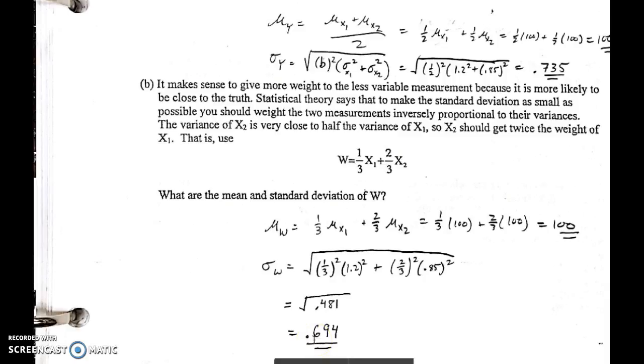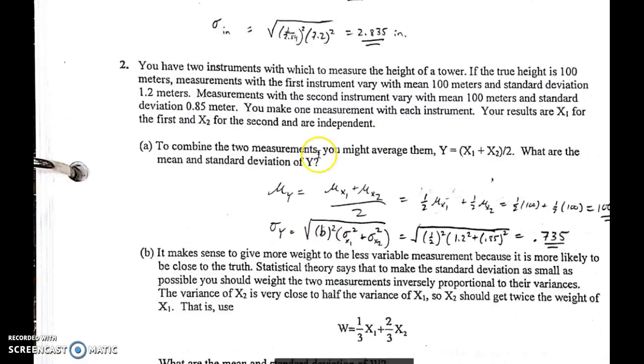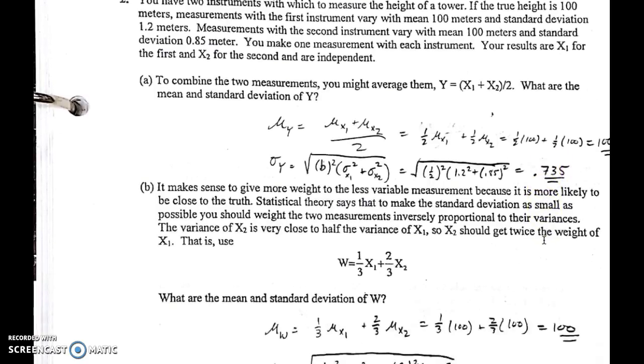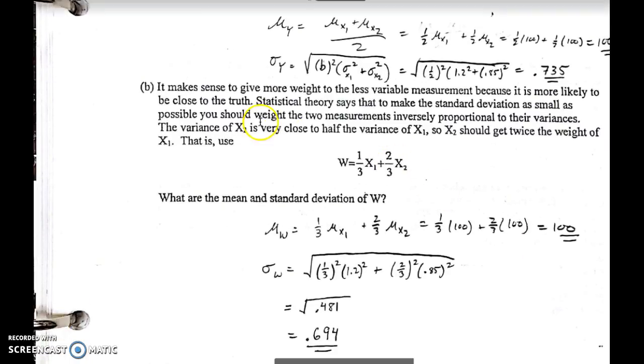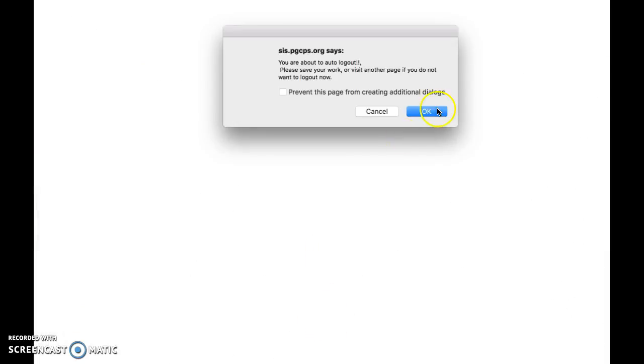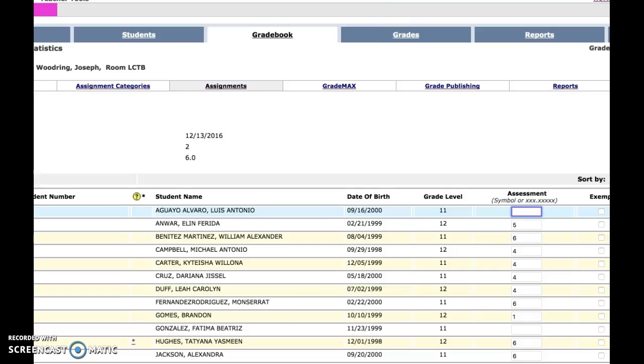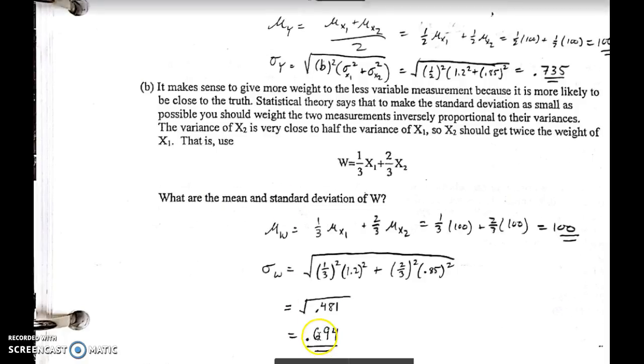So you can see here that individually, the first measurement had a standard deviation of 1.2. The second one had a standard deviation of 0.85. If we just average these two, we get a standard deviation of 0.735. So it's smaller, it's better than each of the two that we were given originally. But if we optimize the standard deviation through this statistical theory setup, we get an even smaller standard deviation right here. 0.694 obviously is the smallest standard deviation possible that we've seen so far.